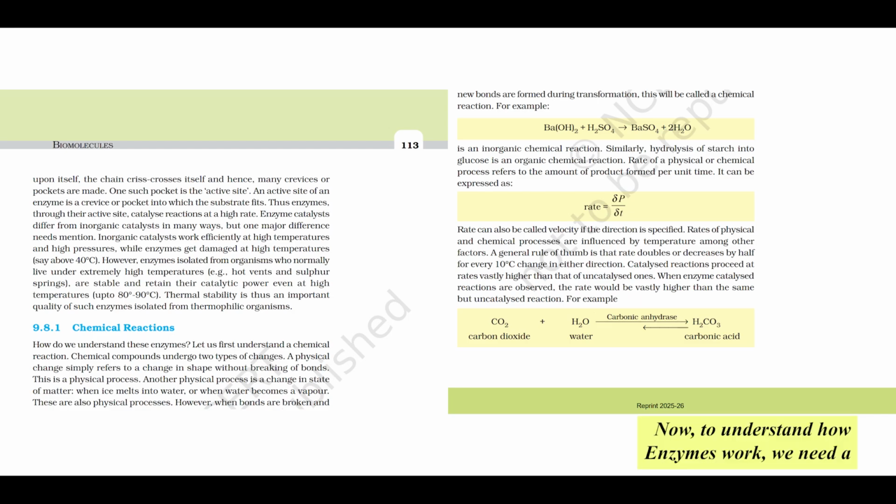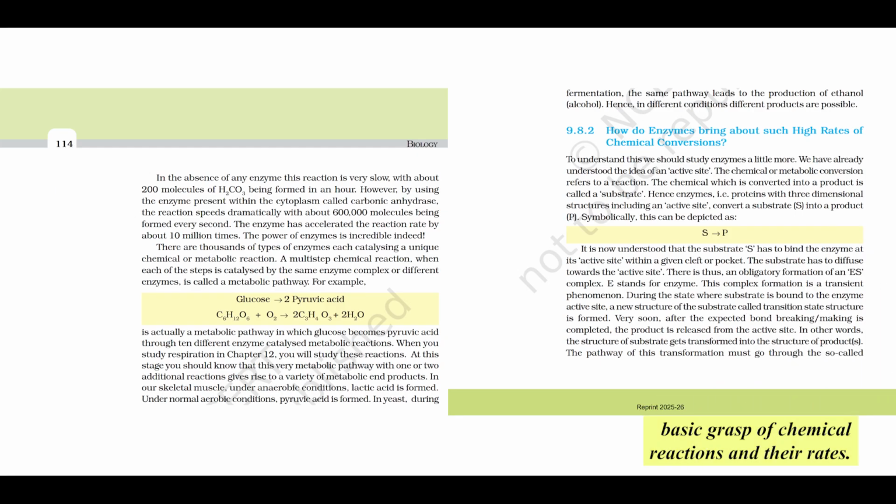Now, to understand how enzymes work, we need a basic grasp of chemical reactions and their rates. Remember, a physical change just alters the state or form, like ice melting, without breaking chemical bonds. A chemical reaction, however, involves breaking existing bonds and forming new ones, creating new substances, like starch being broken down, hydrolyzed, into glucose molecules. Physical versus chemical change. Got it. The rate of a reaction is simply how fast it happens, usually measured as the amount of product formed per unit time. If we consider direction, we might call it velocity.